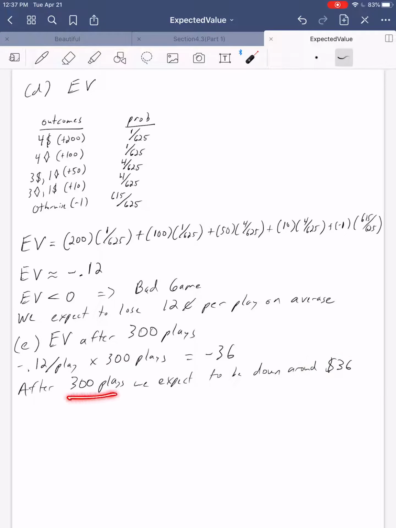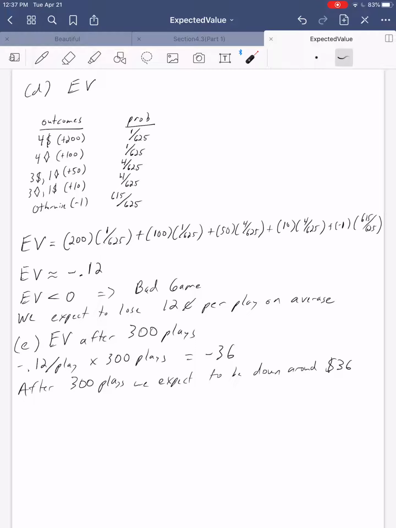This means that if you sit there and play 300 times, you're going to have some moments where you win, right? If you lost every time, you wouldn't be down $36. You'd be down $300. And we're saying that that shouldn't happen. If you play 300 times, you might get one of these bigger jackpots, or maybe one or two of these smaller ones. But you would lose so much more frequently that once you put all your winnings and losses together, we'd expect to be down somewhere around $36.